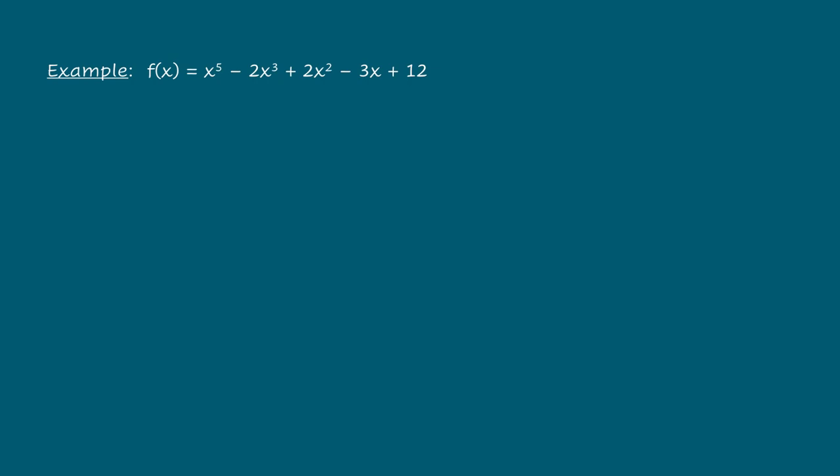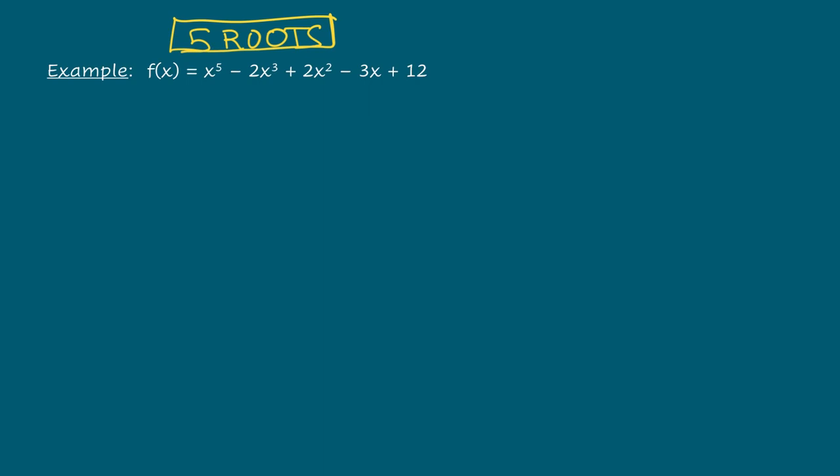So I'll go ahead and show you what this looks like in an example. Let's take a look at f of x equals x to the 5th minus 2x cubed plus 2x squared minus 3x plus 12. First of all, how many roots are we expecting? Because this has a degree of 5, we are expecting 5 roots. That's how many we're going to have in this polynomial.